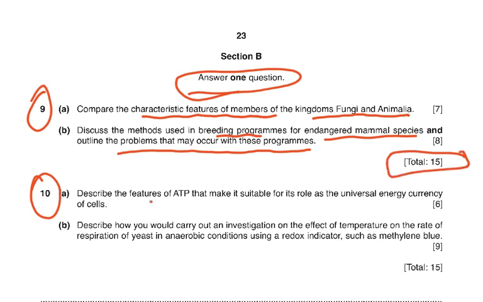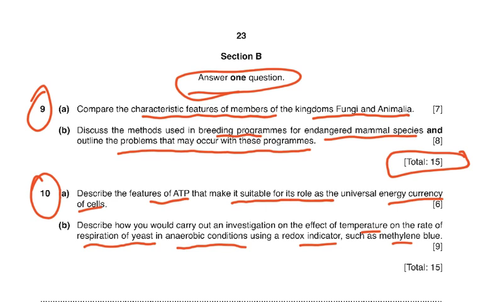And the second was: describe the features of ATP that make it suitable for its role as a universal energy currency of cells. Describe how to carry out an investigation on the effect of temperature on the rate of respiration of yeast in anaerobic conditions, using the redox indicator methylene blue. So you have to figure out which question you're going to do.